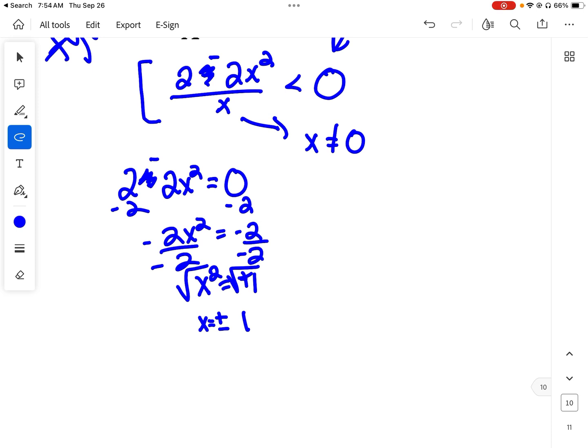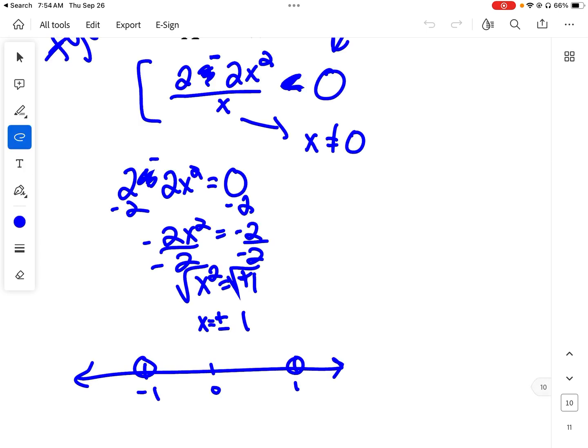All right, so those are our key numbers. So when we put it on the number line, we have 0 in the middle. We have -1 out here. We have +1 out here. Because this just says less than, we're going to do open circles. So those are our key numbers. So this is where we do some tests.